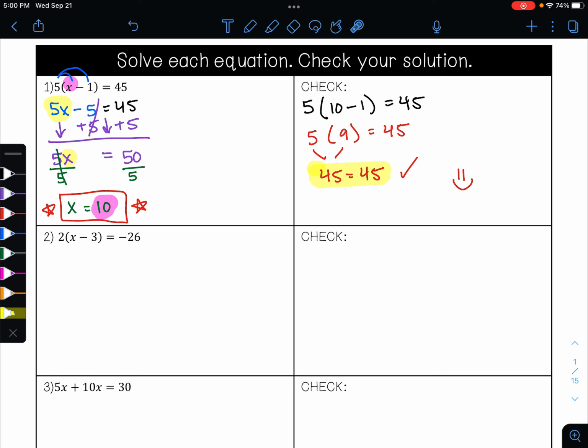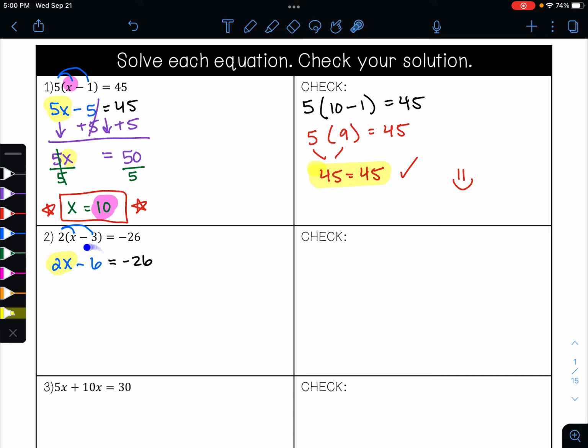Let's try that again. So what will be our first step on number 2? We're going to use the distributive property. 2 times x is 2x. 2 times negative 3 is negative 6. And then I'm going to bring down my equal sign and my negative 26. I want to get the term with the variable by itself. So I want to get 2x alone.